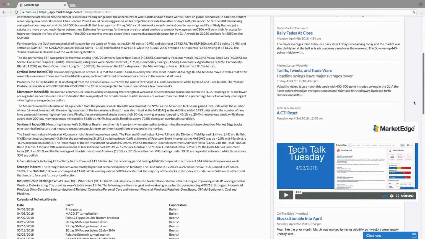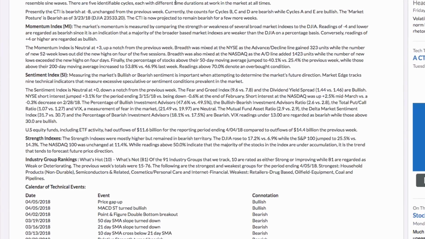Okay, first thing we're going to look at right now is the CTI. This is one of the components that helps us determine our market posture. Currently, the market posture is bearish. Last week, the CTI was at a -8. We're going to switch that to a -10 this week, and we will probably keep a bearish market posture for the next couple weeks at least, going out into April.